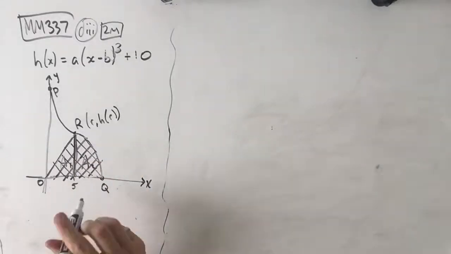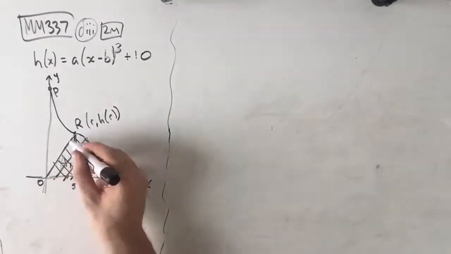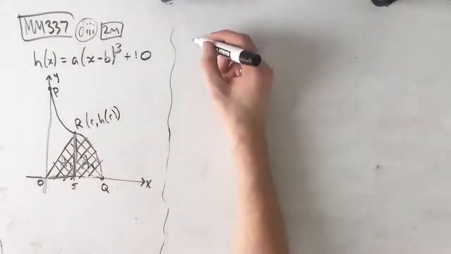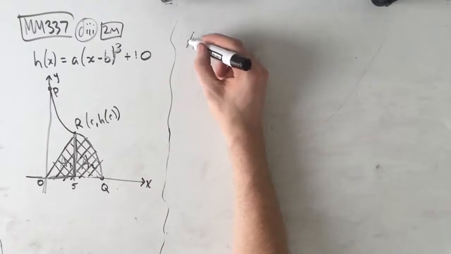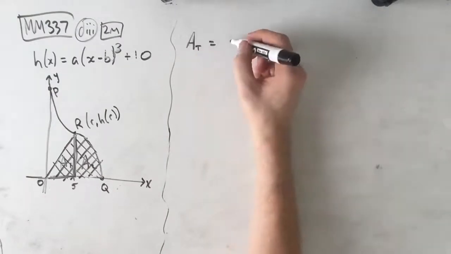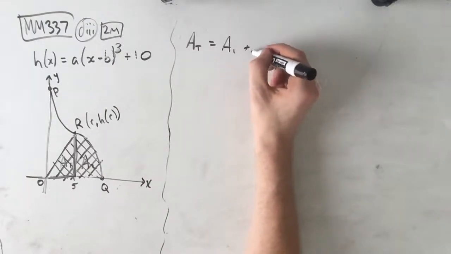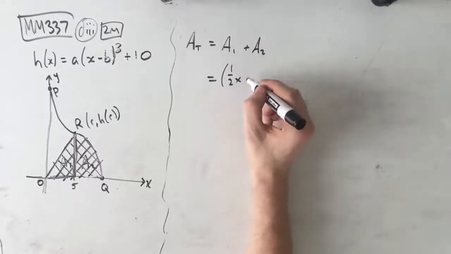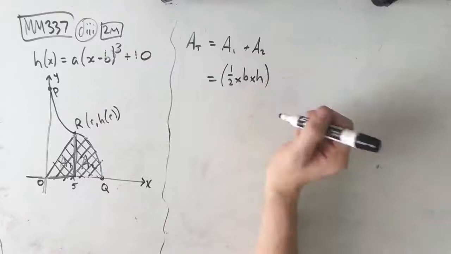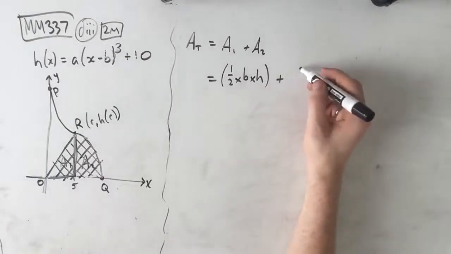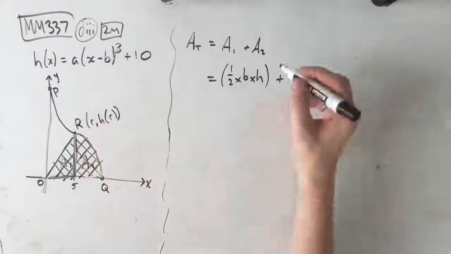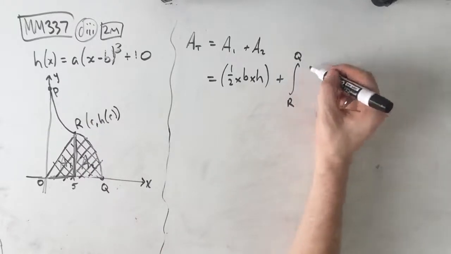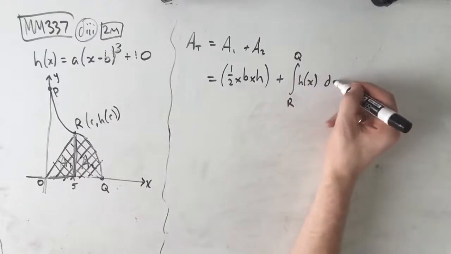A1, as we can see, is actually a triangle, because OR is a straight line. We've got a straight line coming down here and then a straight line across there, which makes it a triangle. So our total area, AT, is A1 plus A2. A1 is a triangle, so 1/2 times base times height. That's how we find the area of a triangle. A2 is the area from R to Q of h of x, so the integral from R to Q of h of x dx.